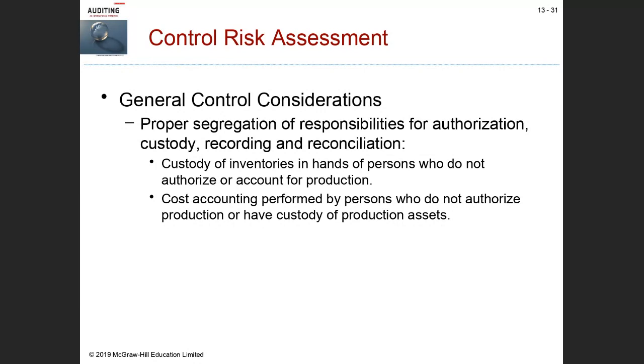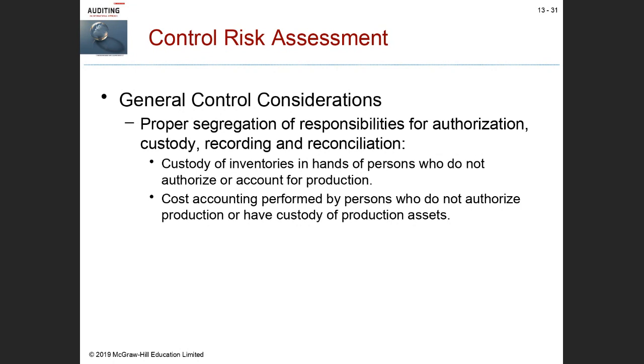Similarly, the next bullet point says cost accounting. So that's the persons actually determining the unit cost of the inventory. That should be performed by persons who do not authorize production, in terms of the number of units that are going to be produced, or have custody over the production assets, such as inventory. So again, as we saw in the other cycles, there should be separation from people who control physical goods to people that are making accounting entries.